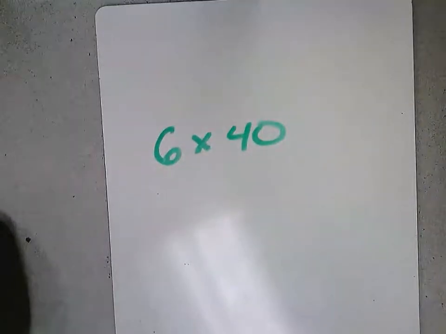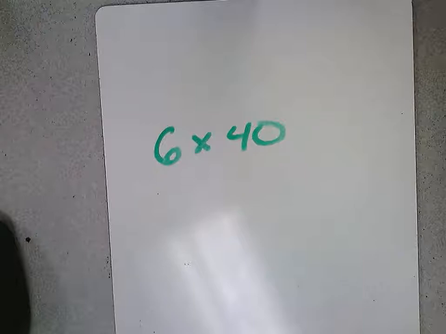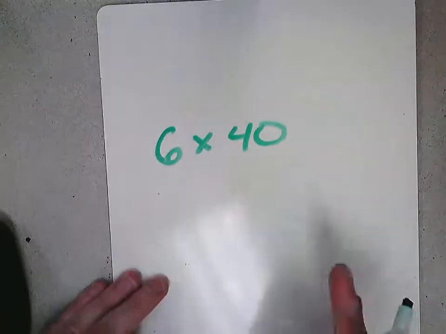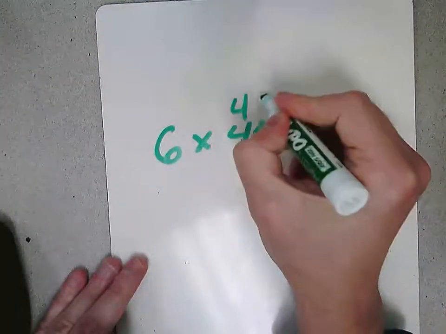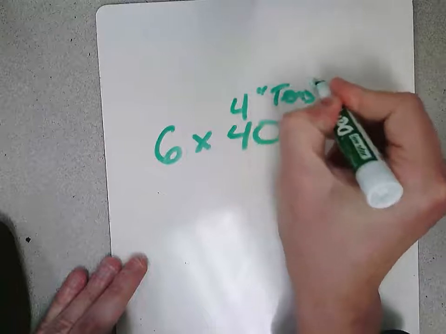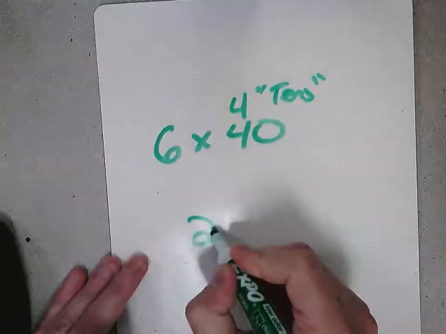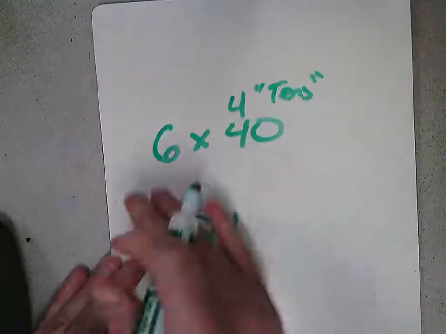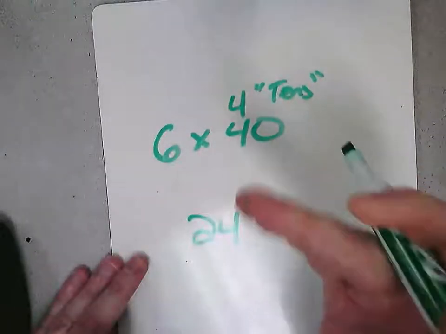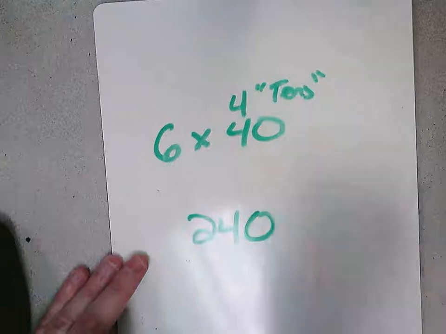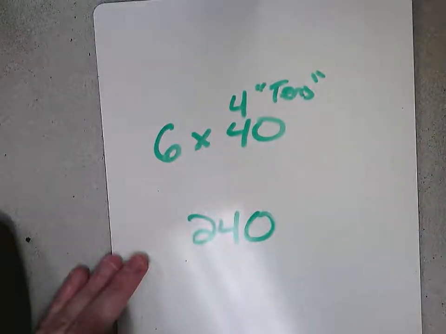Okay? I'm going to give you guys a second to try to do this at home. Okay, I want you to pause the video, take a second, okay, and we're going to go over it. I'll pause for about 5 seconds. All right, so when we do this, you're thinking of this as 4 tens. Okay, so when you do it that way, 6 times 4, well, that's 24. Okay, but it's not 4 ones, it's 4 tens, so it's 24 tens, or 240.